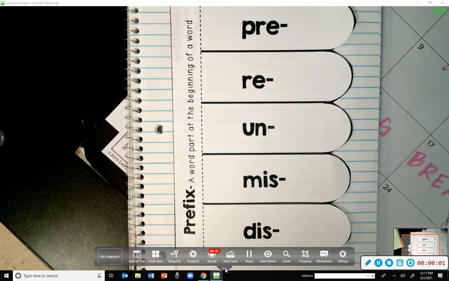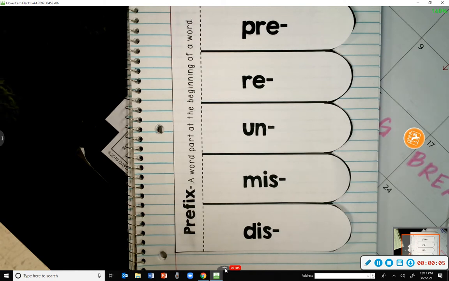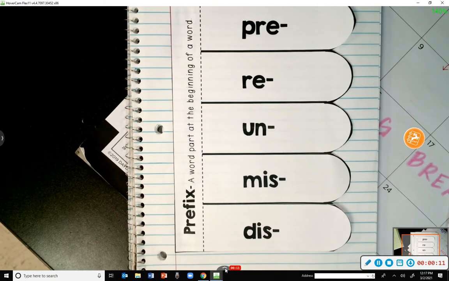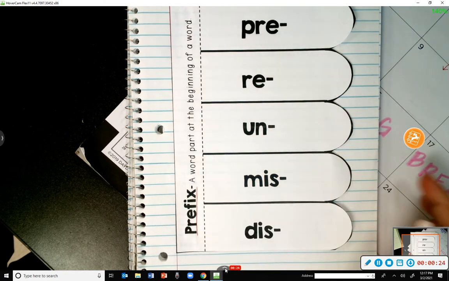Okay, today's class is March 2nd, Tuesday, and for language arts this week we're focusing on prefixes and suffixes. That's what we were working on with our spelling words this week, right? Some of the words on your spelling list have a prefix, and some of them have a suffix.